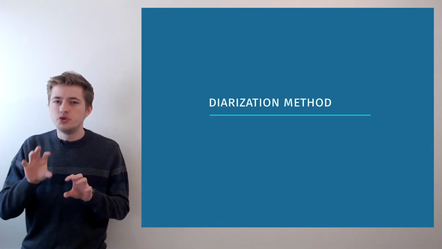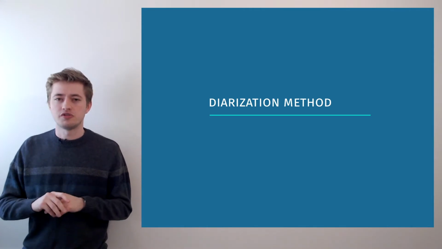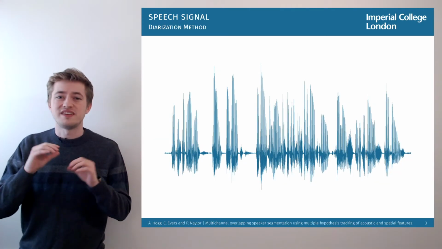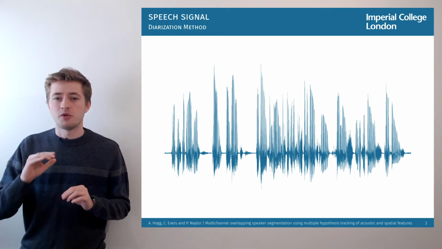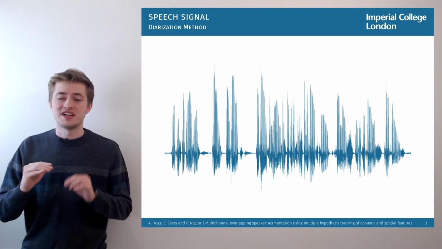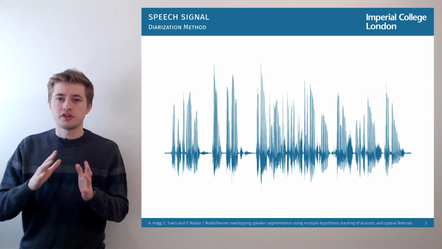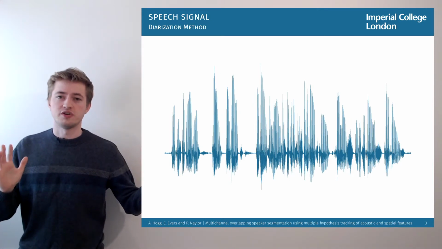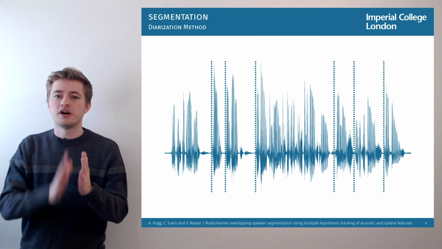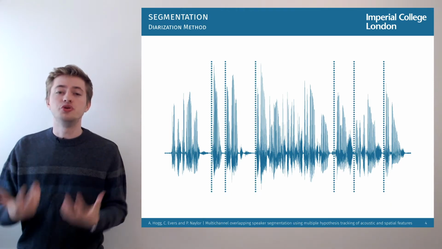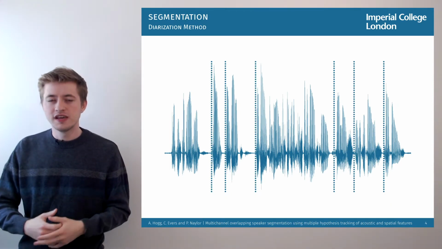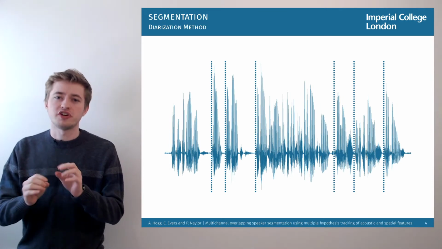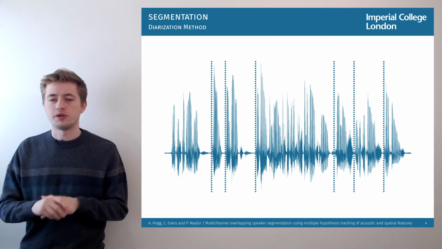So how do we do speaker diarization? What are the steps involved? Well, it's normally split into two components, what's called segmentation and clustering. The segmentation step is where we start with a normal speech signal, and then we put in these vertical bars to basically do the segmentation. And that's when speaker change boundaries occur. That's when one speaker turns into another speaker.